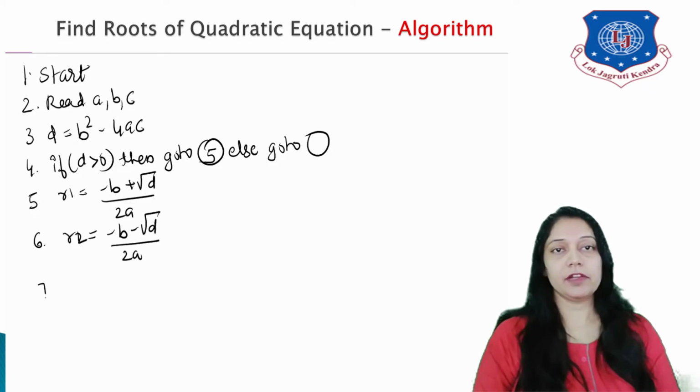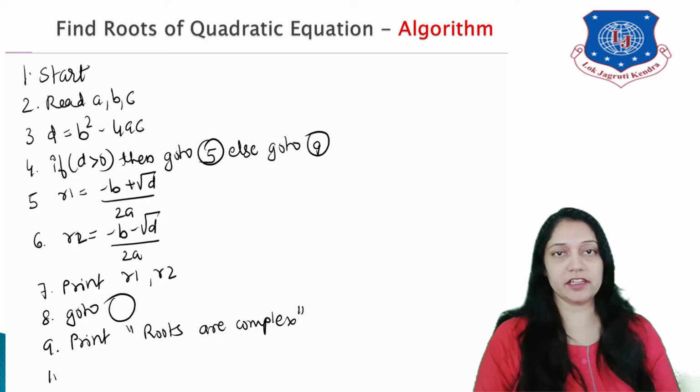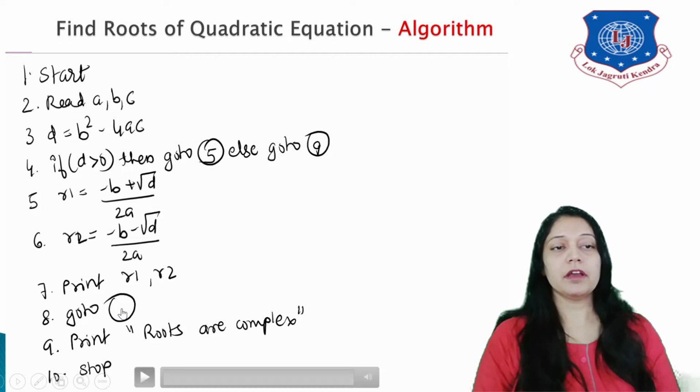Then afterwards, we'll display the value of these roots. So print r1 comma r2. We need to stop after this. So right now I have written go to some stop point. Since I don't know the stop point, I'll keep it blank. Next is, if the condition is false, we'll go to point number 9. What is our point number 9? To display that the roots are complex or imaginary, and then we'll stop our algorithm. Now this stop number we have to mention here.